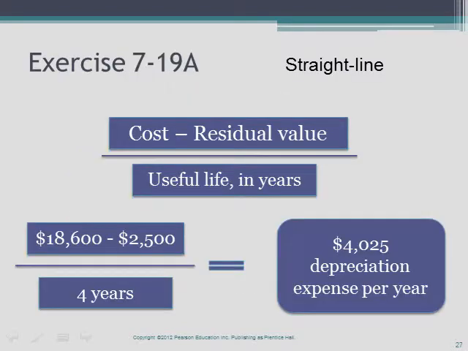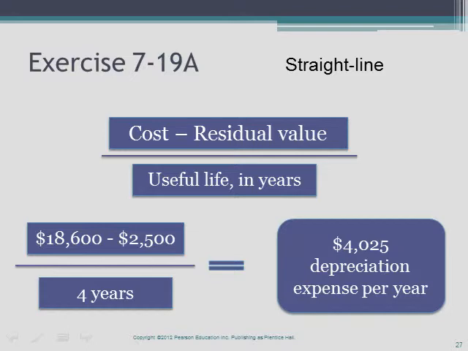So exercise 7-19A. Ralph's Pizza bought a used Toyota delivery van on January 2nd, 2012 for $18,600. The van was expected to remain in service for 4 years or 35,000 miles. At the end of its useful life, Ralph's officials estimated that the van's residual value would be $2,500.